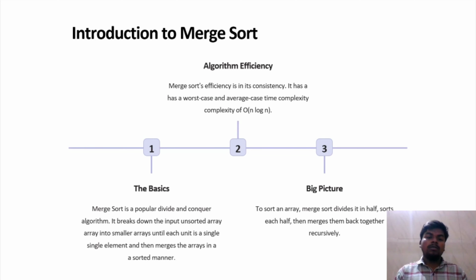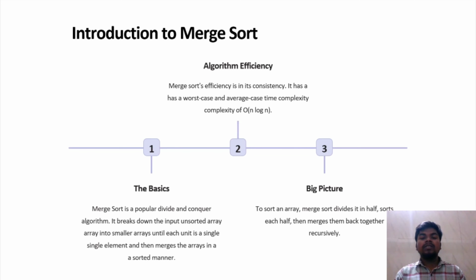Now, introduction to the merge sort. The basics of the merge sort. Merge sort is a type of sorting algorithm. It is a very popular divide and conquer algorithm. It breaks down the input array into smaller arrays until each array has a single element, and then the pieces are merged. Then the array is sorted. This is the way the merge sort works.